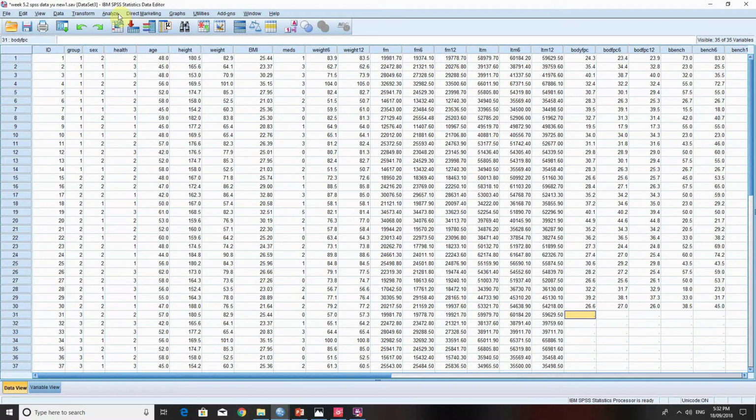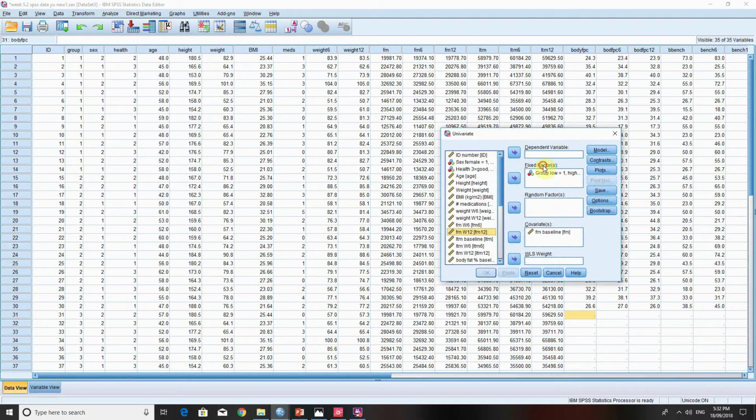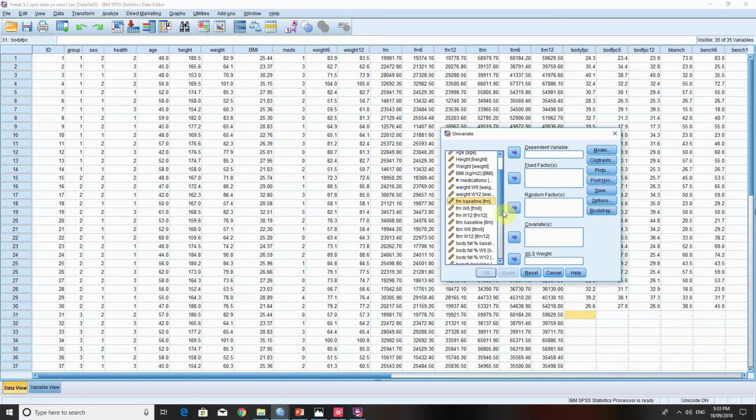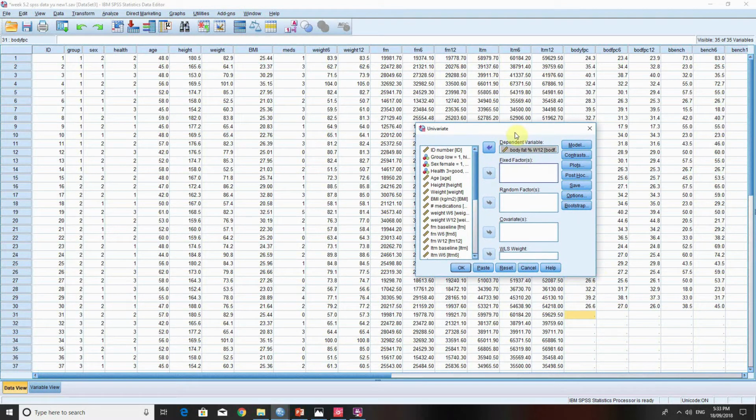So to do a two-way ANOVA, we will go Analyze, General Linear Model, and Univariate. We'll take this out of the boxes. So our dependent variable is our body fat percent at 12 weeks. And the difference between a one-way ANOVA and a two-way ANOVA is that we have two independent variables. So we need to put two things in the fixed factors box. So I'm going to put group and also gender.